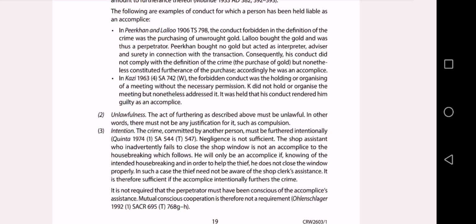In Kazi, 1968, 4 SA 742, the forbidden conduct was the holding or organizing of a meeting without the necessary permission. K did not hold or organize the meeting but nonetheless addressed it. It was held that his conduct rendered him guilty as an accomplice.